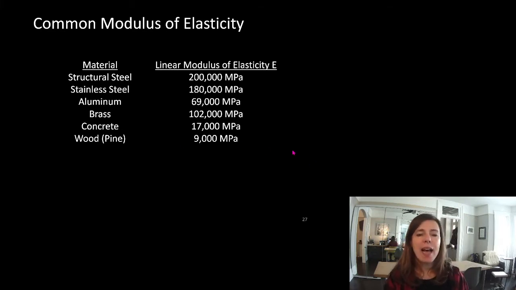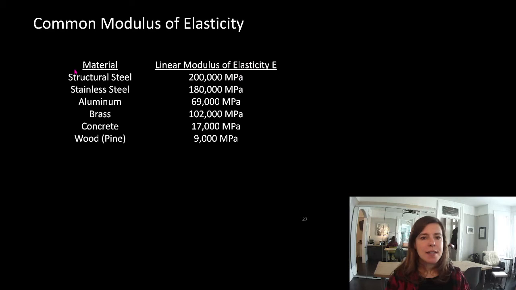Wood has a ton of different values. Concrete has a ton of different values. It depends very much on the strength. So concrete has a little more play in what's happening there, but we'll talk about that in some of the later lectures in the term.